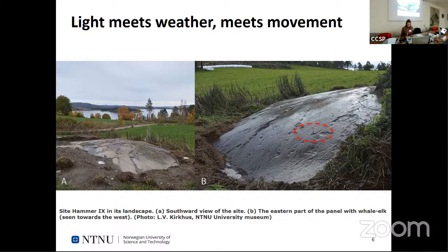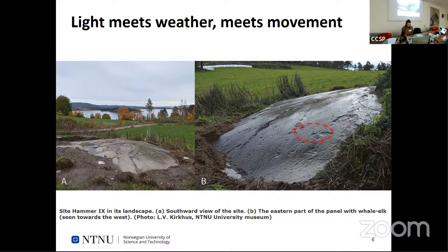Firstly, the light will shift during the day, traveling from east to west, and this will affect different sides of the panel at different times during the day. Another important agent is the observer itself, because you cannot see all the images at the same time. You have to move around the panel. So the shifting light makes observing a dynamic process, but adding the movement of the observer, the rock art panel is far from a static medium.